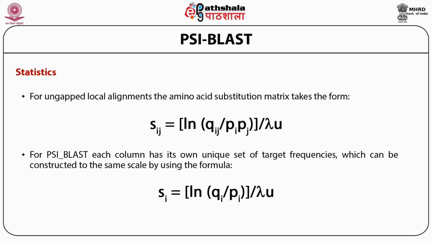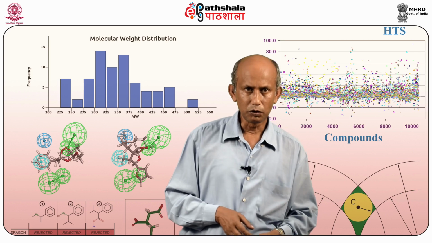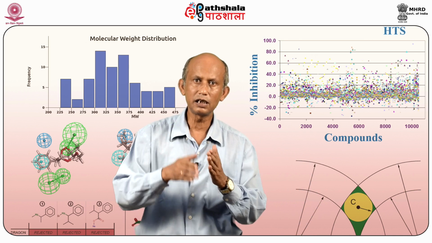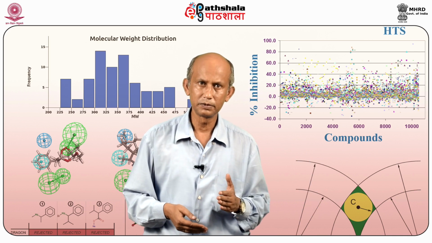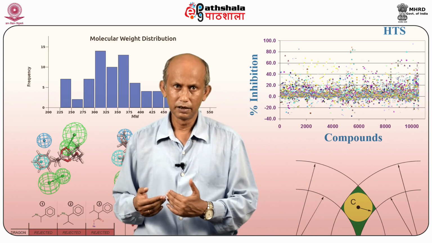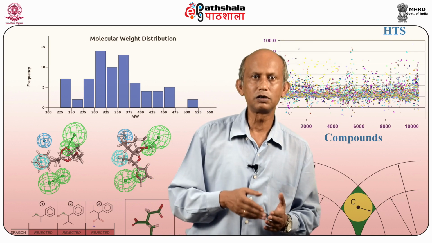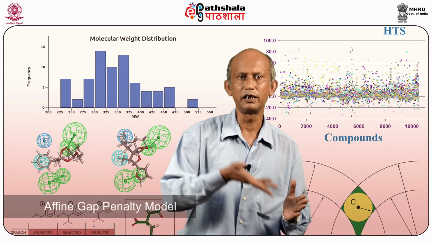In PSI-BLAST, each column has its unique set of target frequencies, which can be constructed on the same scale by that formula. s_i is ln(q_i / p_i), where q_i is the particular frequency of amino acid i and p_i is the corresponding background, which is scaled by lambda_u, and I get s_i, the relative weight of the PSWM which is generated. So the point here is whether using the same value of lambda is valid. And in fact it seems to be so, because it turns out to be an affine gap penalty model.